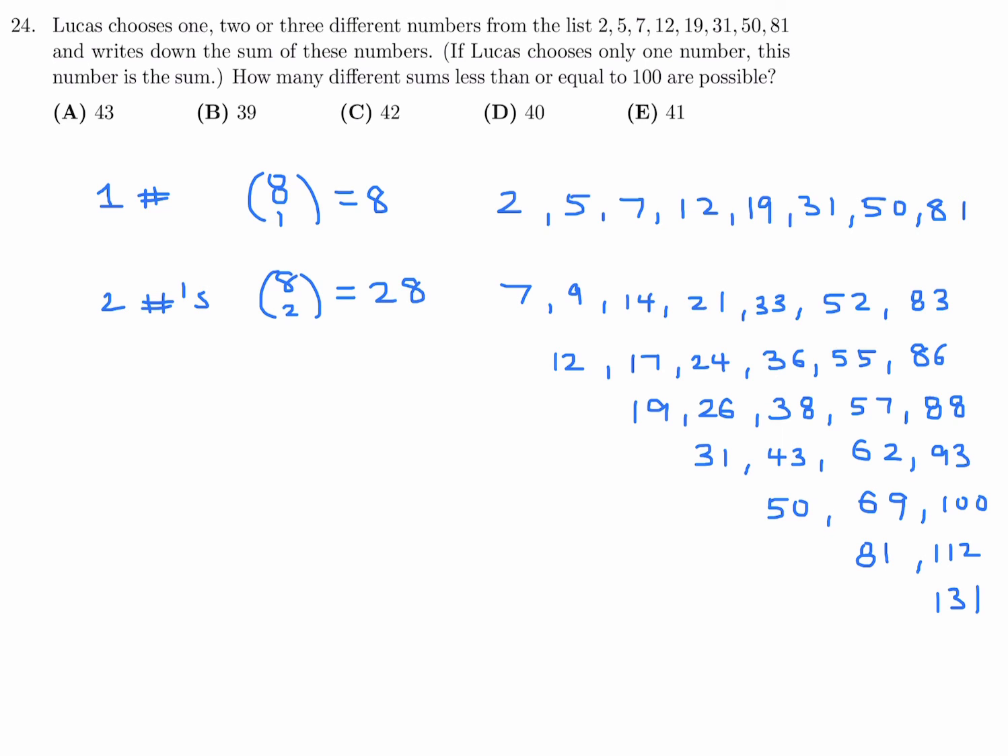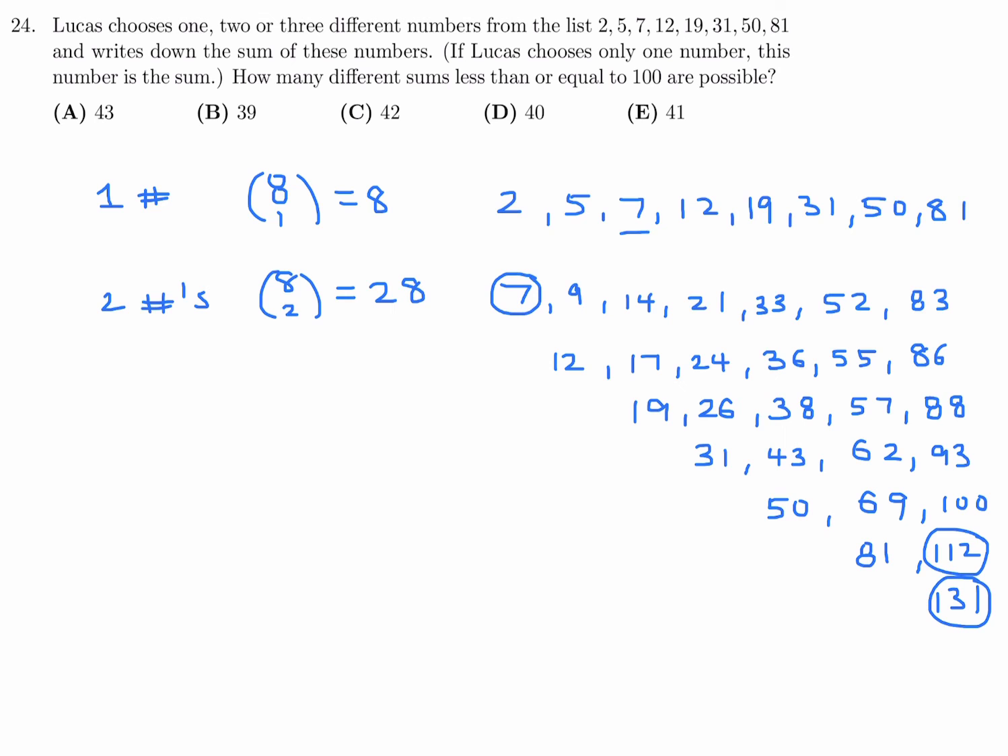Now what we have to do is eliminate the ones that are greater than 100, because that's not less than or equal to 100. And it looks like there's only 2 of those that we eliminate. Now we have to get rid of any doubles, any number that has already appeared, because we want different sums. We want unique sums. How many different sums less than or equal to 100? So if it's counted twice, we don't want that.